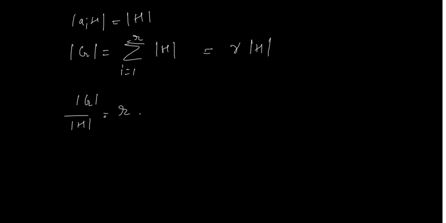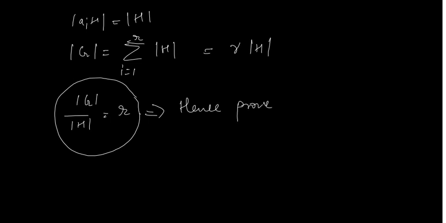This statement implies that the number of elements in H divides the number of elements in G. That is, order of G is divisible by order of H. Hence, we have proved Lagrange's theorem: if G is a finite group, then the order of a subgroup divides the order of that group.